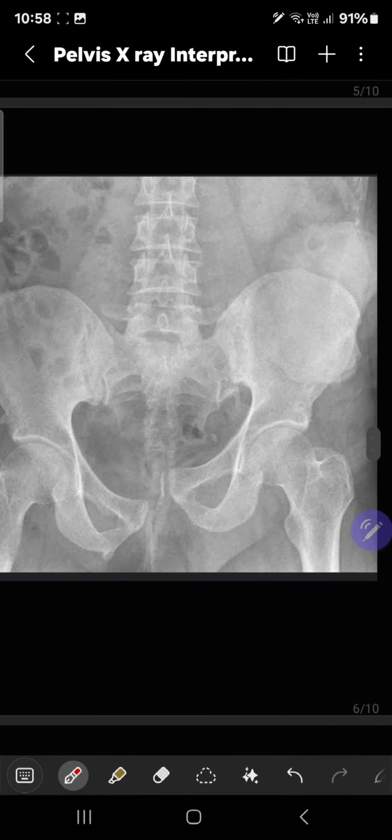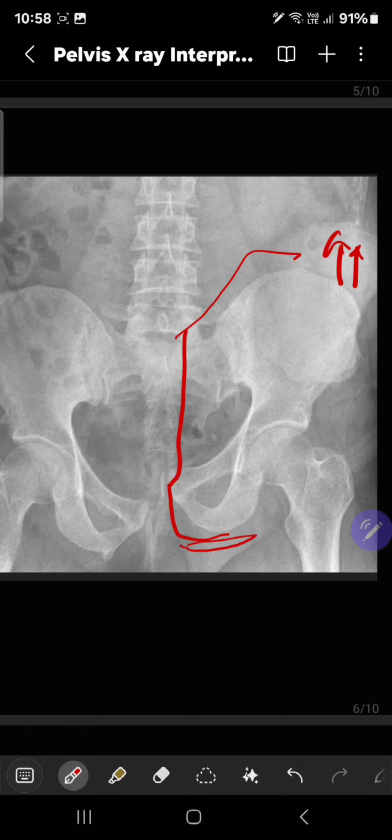So, as you can see in this X-ray, this half of the pelvis is shifted upwards. If you want to confirm, there is another method. You can draw an imaginary straight line that should always meet the superior part of both sides of the pelvis. Now it is shifted a little bit, so it is a vertical shear fracture.